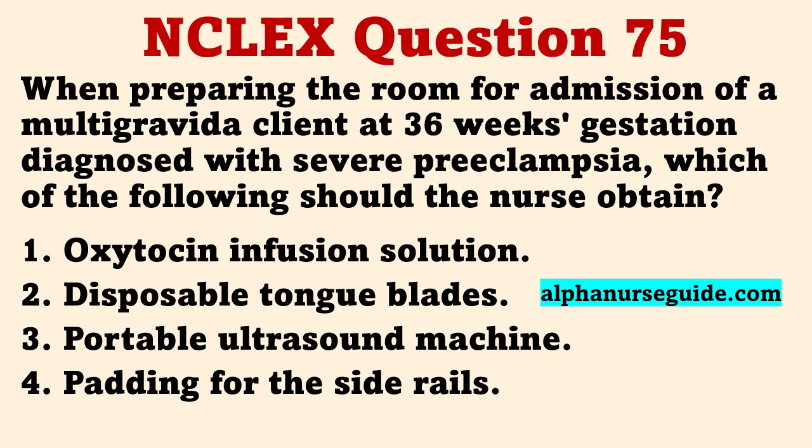The correct answer is 4. The client with severe preeclampsia may develop eclampsia, which is characterized by seizures. The client needs a darkened, quiet room and side rails with thick padding. This helps decrease the potential for injury should a seizure occur. Airways, suction machine, and oxygen also should be available.